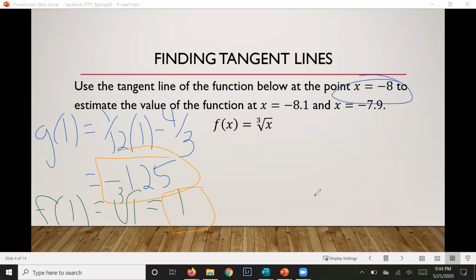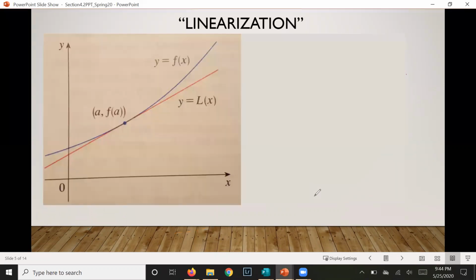All right, so what we just did is called a linearization of a function, which is something that's commonly used in computer programming, and some calculators use this as well.